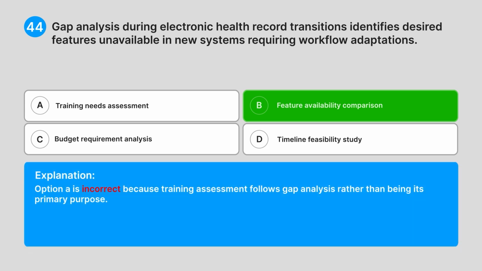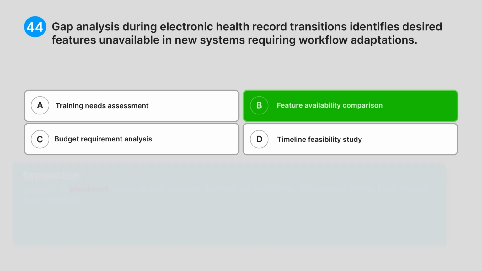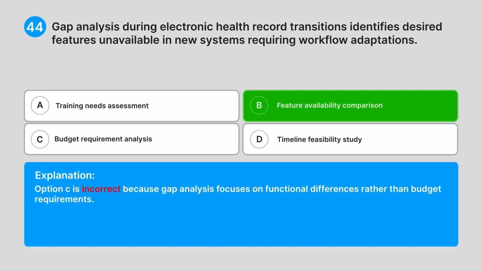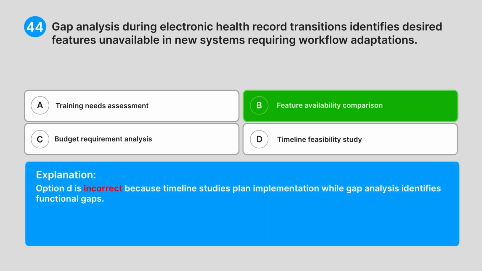Option A is incorrect because training assessment follows gap analysis rather than being its primary purpose. Option C is incorrect because gap analysis focuses on functional differences rather than budget requirements. Option D is incorrect because timeline studies plan implementation, while gap analysis identifies functional gaps.